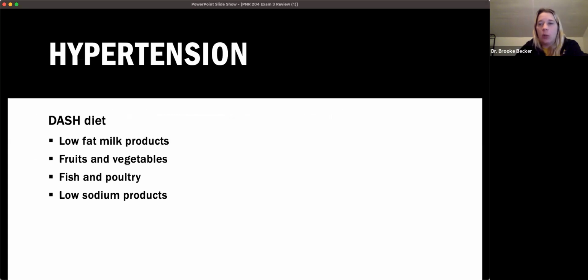Hypertension. So we're going to put kids on a DASH diet, just like we do with adults if they're hypertensive. That means low-fat milk products, fish, poultry, low sodium, and more fruits and veggies.